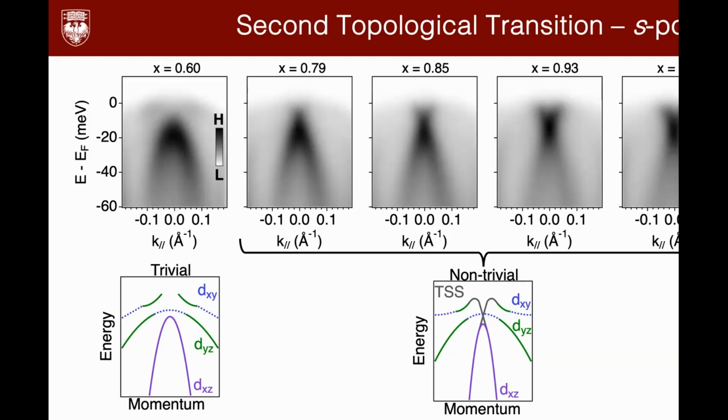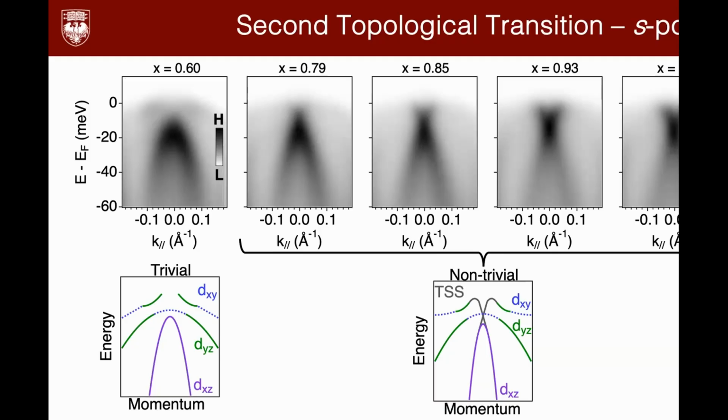But as you go from 0.95 to x equal to 1, something surprising happens. This was not predicted by previous density functional theories. As a matter of fact, it looks like the topological surface state suddenly disappears. And instead, what we see is a shallow electron pocket near the Fermi level.